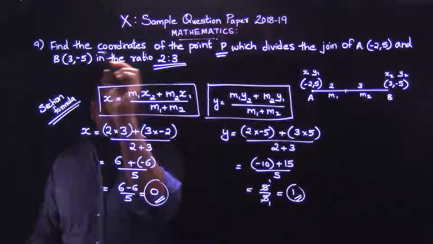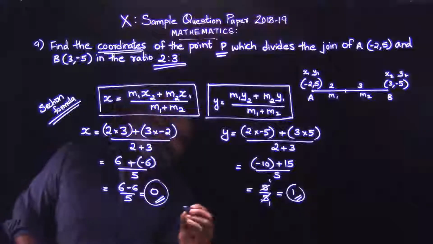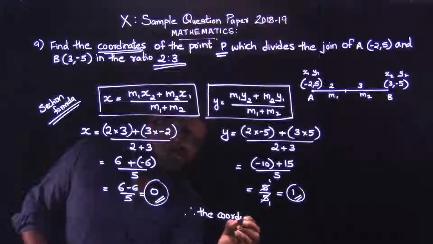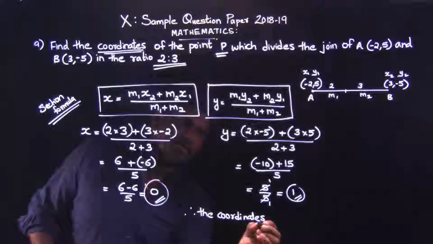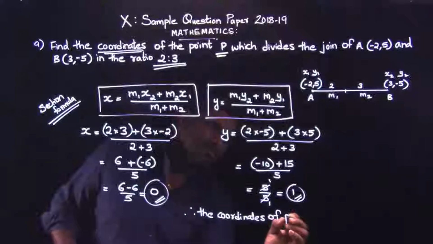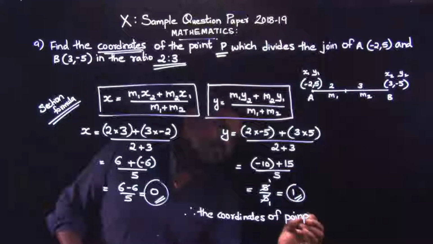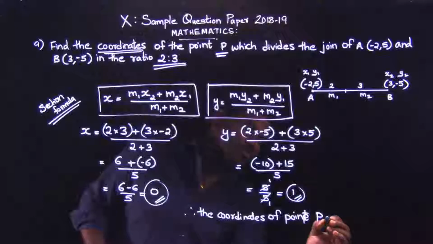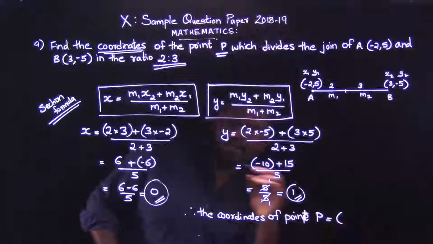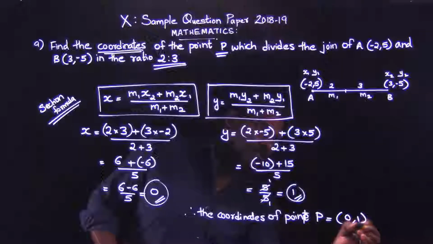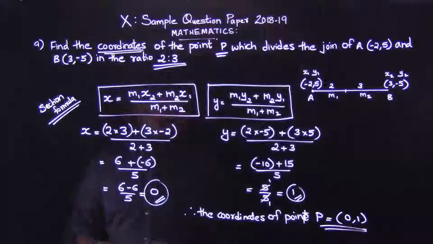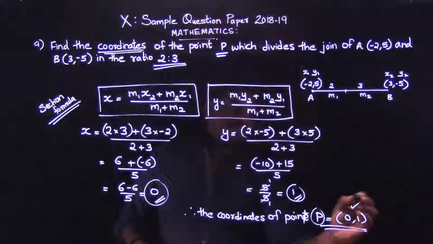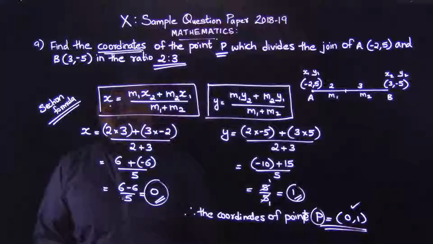What is asked? Find the coordinates of the point P. So therefore, the coordinates of point P is equal to x is 0, y is 1. Clear? This is what the coordinates of the point P are: 0 and 1. Clear? I hope it's easy.